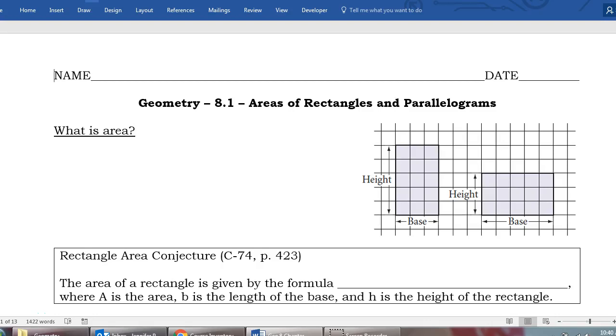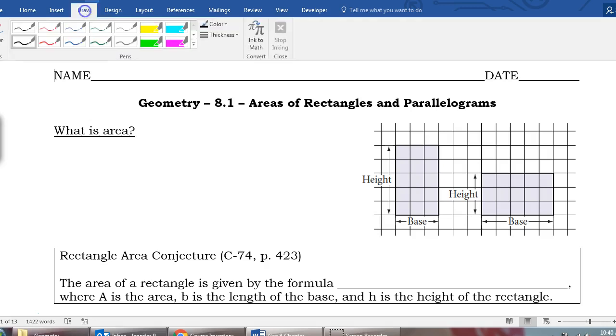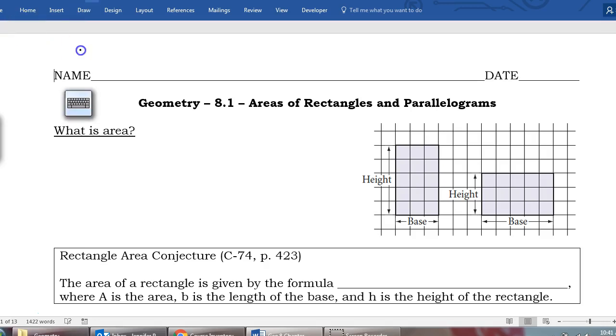This is Geometry, Lesson 8.1, Areas of Rectangles and Parallelograms. So, area is a measurement of how much space is inside a two-dimensional figure.